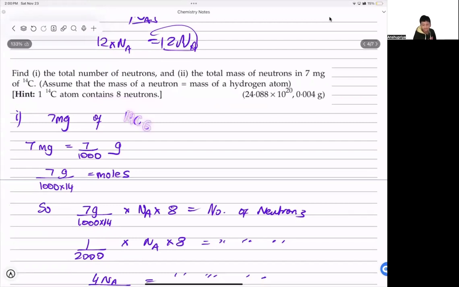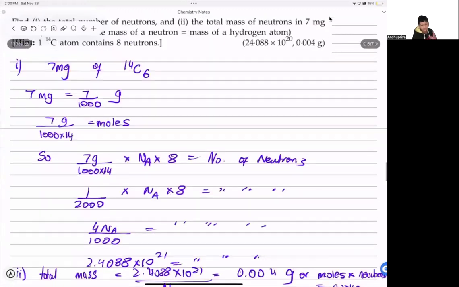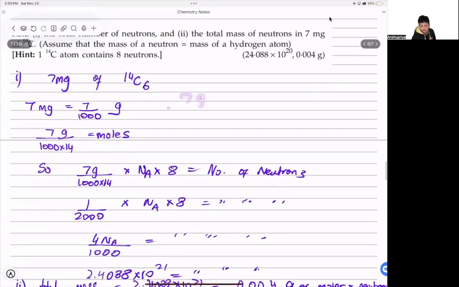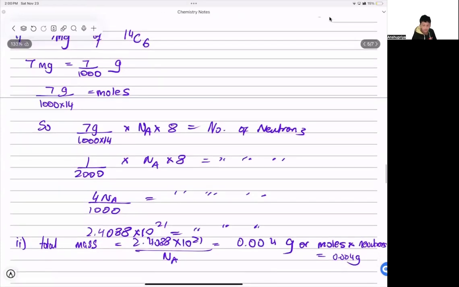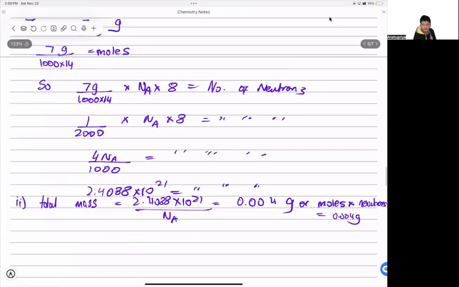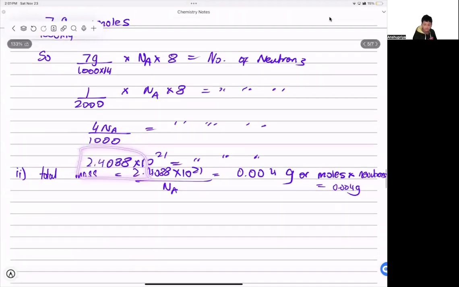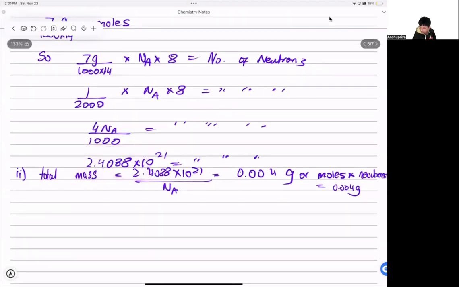So it will be 14C6. So 7 mg is equal to 7 by 1000 G, because that's conversion. So 7 G by 1000 upon 14, because the mass is 14, molecular mass. So it is equal to moles. So the moles into 8 into Na will become number. If we have Na, it will become number. If we have these two, it will become mass. So 1 by 2000, I'm just simplifying this. So we get this. So that is 2.4088 into 10 to the power 25 in standardized form.